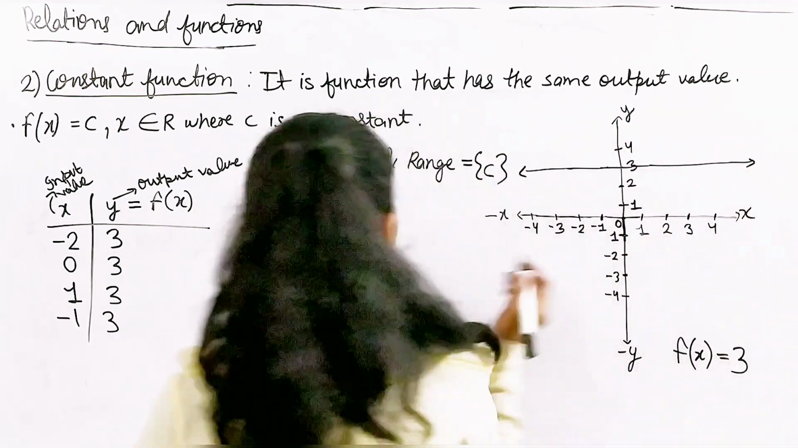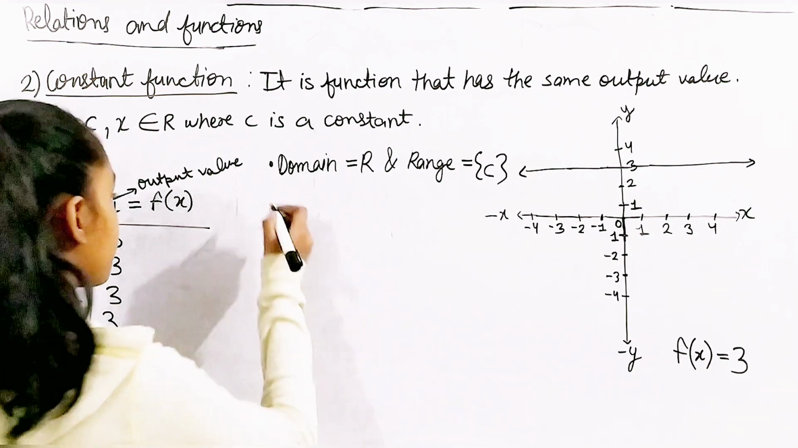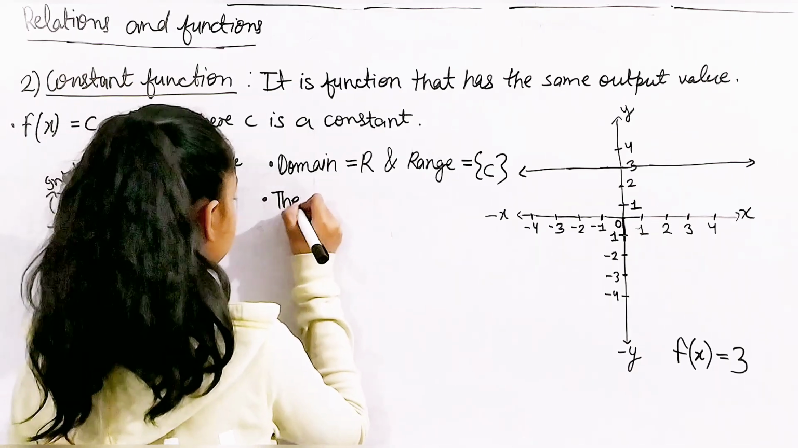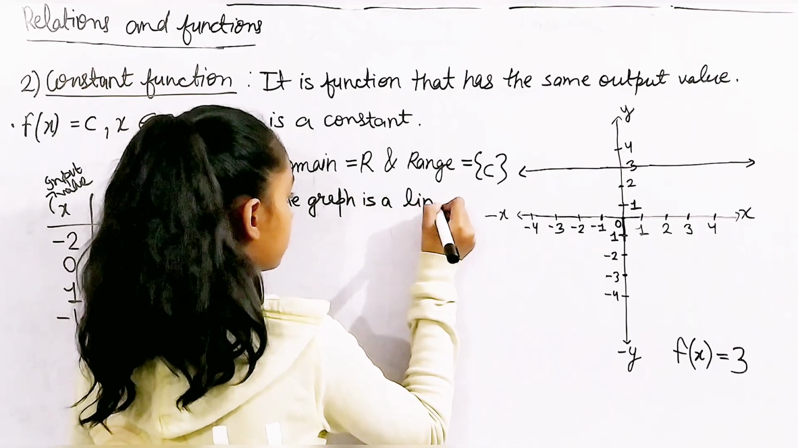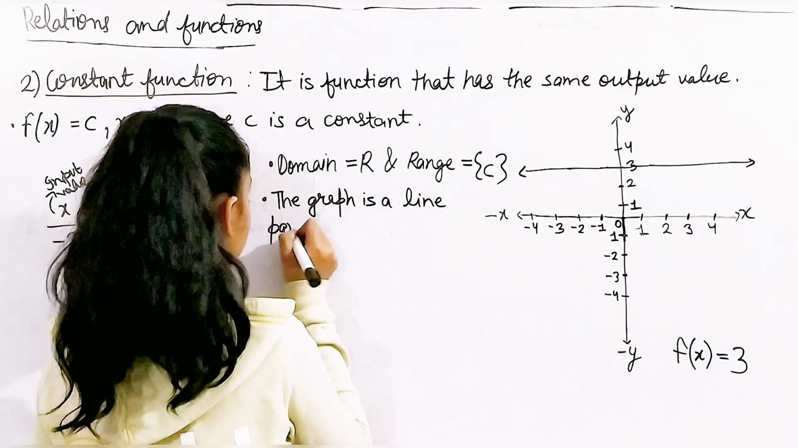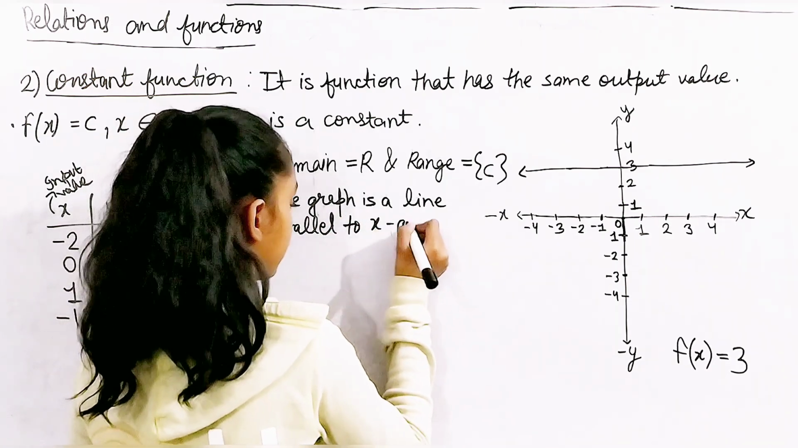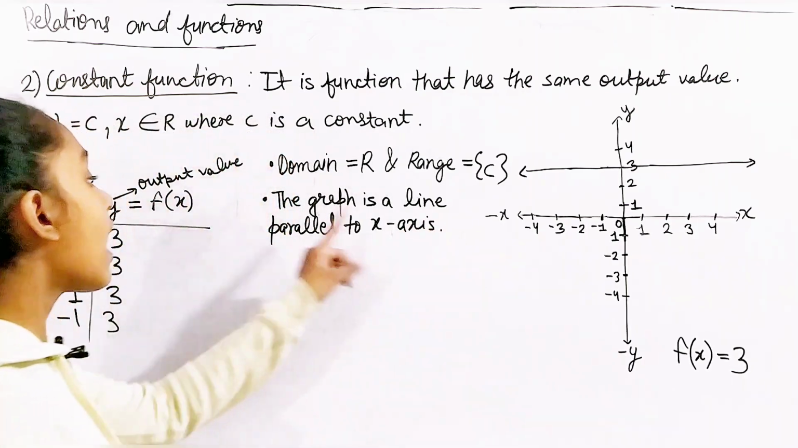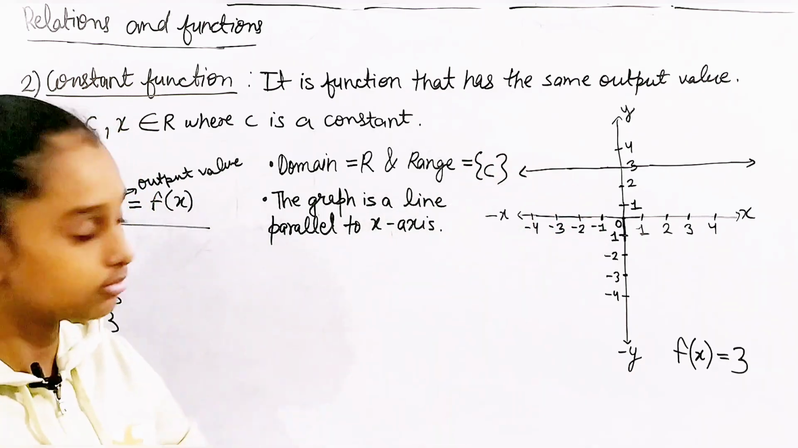And about the graph. What's similar to the graph? The line. The line is parallel to the x-axis, as we can clearly see. So the graph is a line parallel to the x-axis. The line we have here is parallel to the x-axis, as we can clearly see.